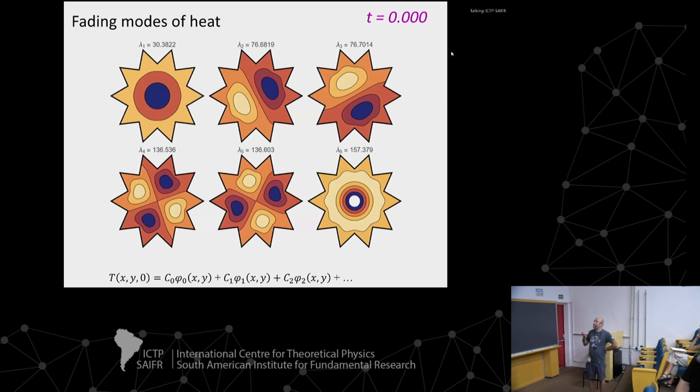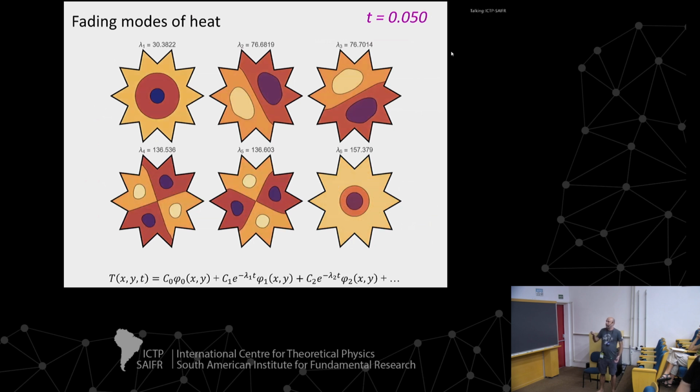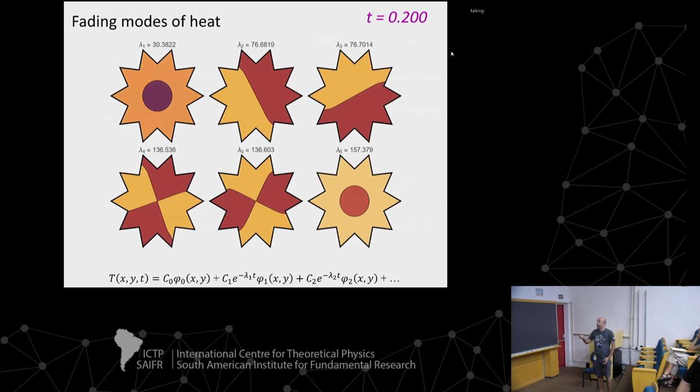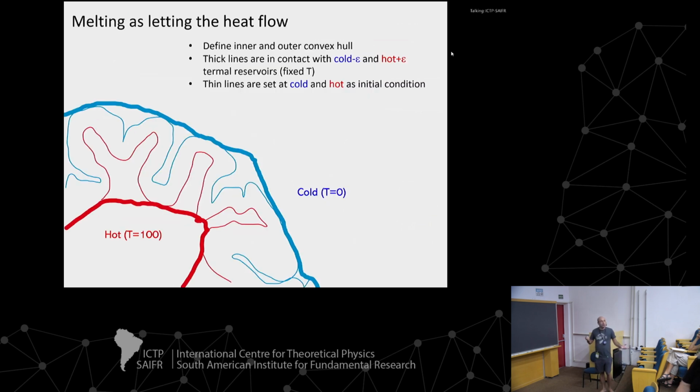So what are these fading modes of heat? They are these eigen shapes. Initially, for this star shape, you have only one boundary. You have to define a temperature for this boundary, but that's trivial. And you see that these various eigen modes correspond to geometrically sensible things like a radial component and a dipolar component. But as we evolve through time, the higher the eigenvalue, the faster these components decay. So you see that as we evolve through time, the higher components decay faster than the lower components. And we can use that to do melting.